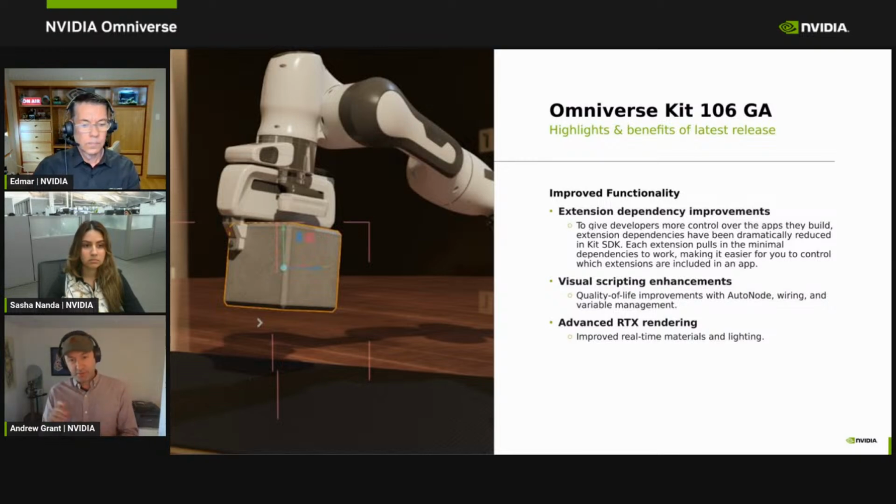In addition to that, we have visual scripting improvements, quality of life improvements for auto node wiring and variable management, all in 106. And I won't go into the RTX rendering. There's a bazillion things that go on with the rendering improvements, too many for me to list. That's really not my focus, although it's a huge focus of the actual platform. But there's a lot of great material and rendering improvements also in the Kit release. Amazing.